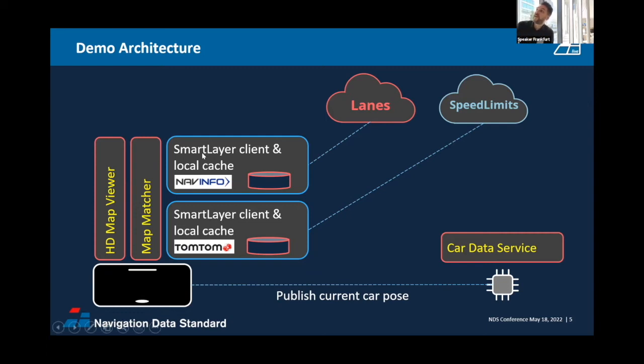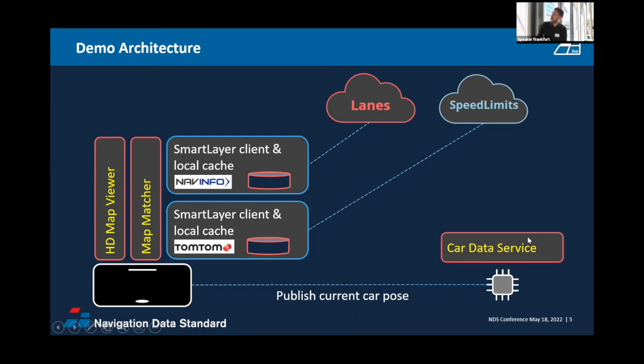It does that, and then it has two clients and local caches for data, one for Navinfo, one for TomTom. It's not a shared cache or anything, so every service in our implementation has its own cache. You can of course implement this differently if you want to. For simplicity, and to not mingle any data, we decided to simply put them in separate stores, caches.